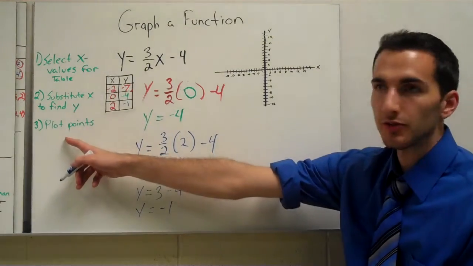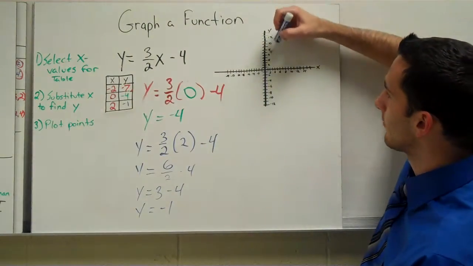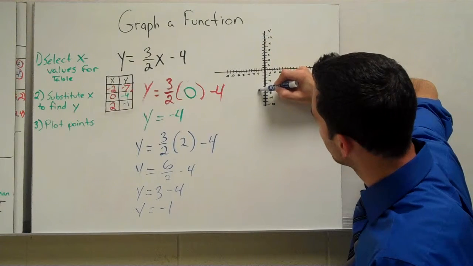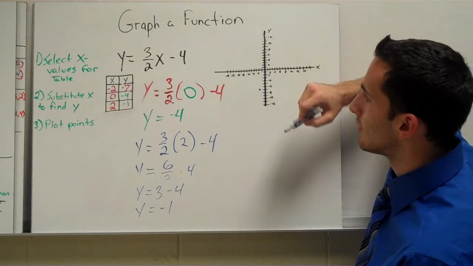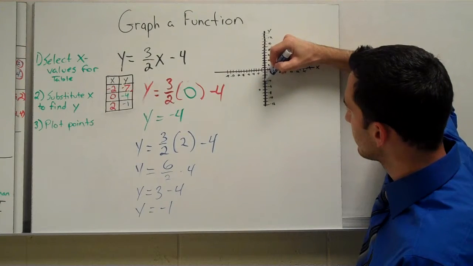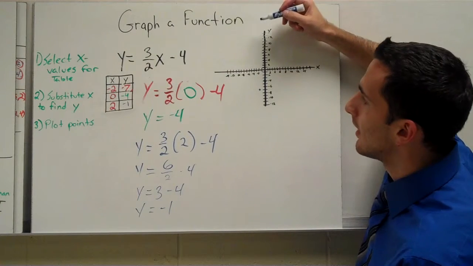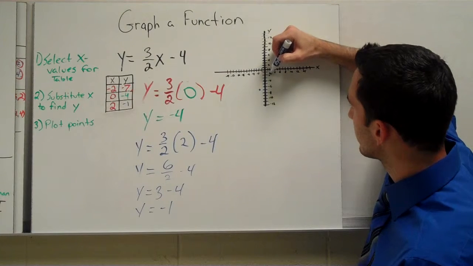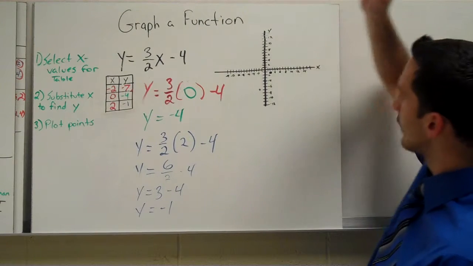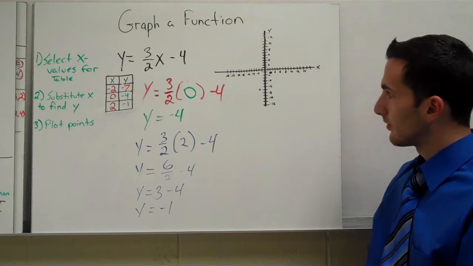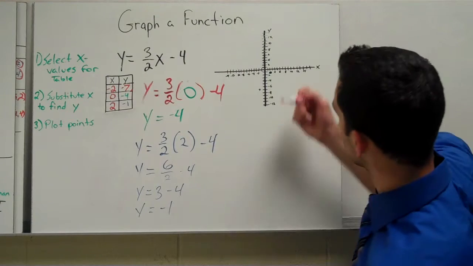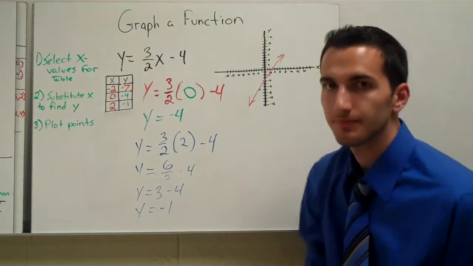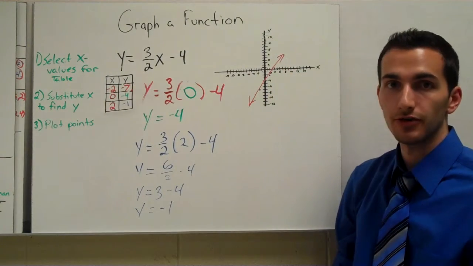Alright, step 3 is plot the points. So I'm going to go over here and look for my first one. Negative 2, negative 7 is going to be right down here. 0, negative 4 is going to be right here. And 2, negative 1 is going to be right here. Then all you have to do is draw a line through them. And we're done. That is how you graph a function.